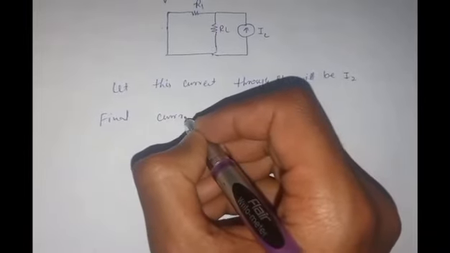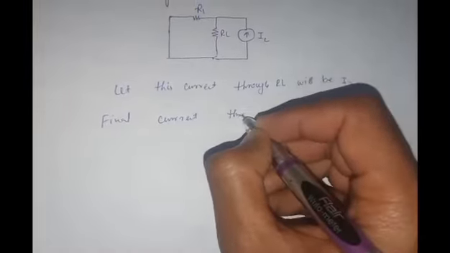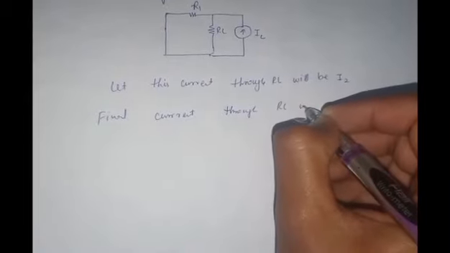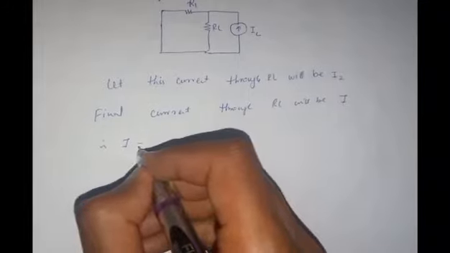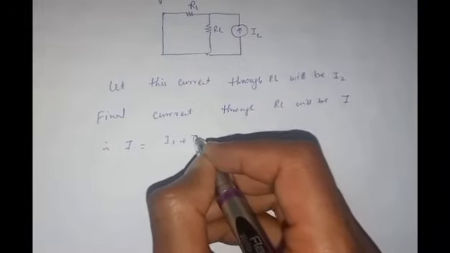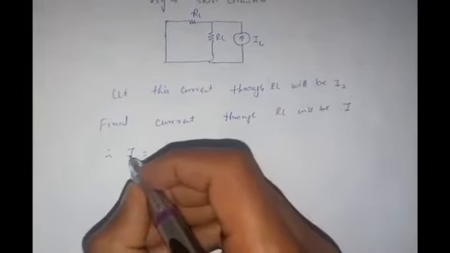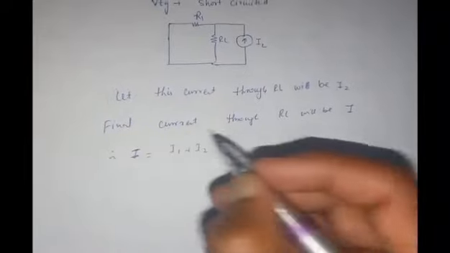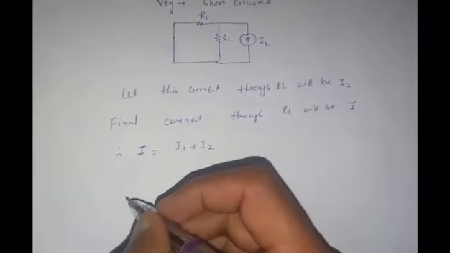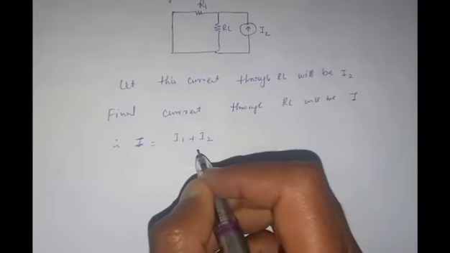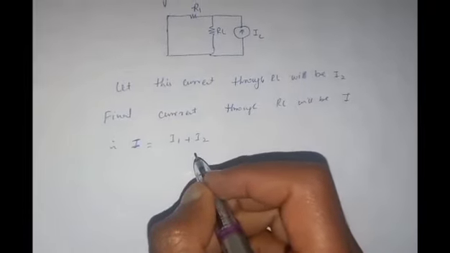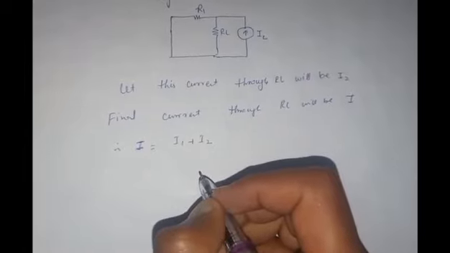The total current through RL will be I. Therefore, I is equal to I1 plus I2, according to superposition theorem, the algebraic sum of these currents. So we add the results to get the final answer. This is the basic working of superposition theorem.